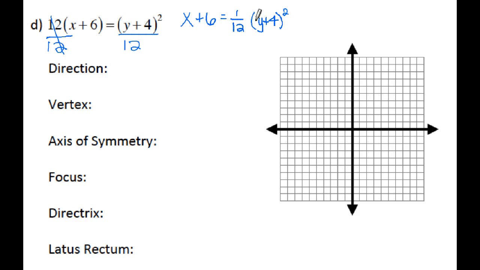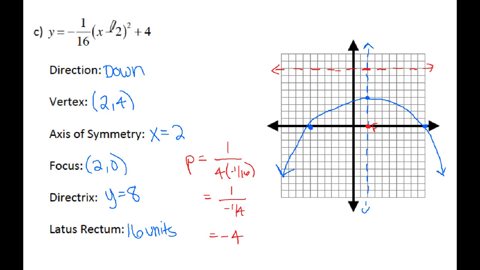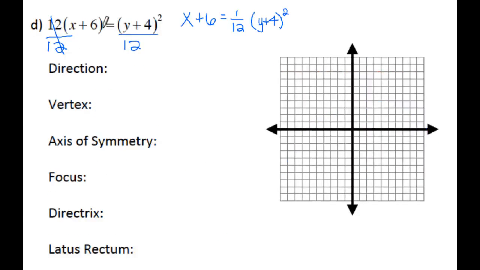And I'm pulling out the fraction because if you look at all my other equations, I had the fraction in the front as A. And then to get x by itself, subtract 6 from both sides, and I get 1/12 y plus 4 quantity squared minus 6, because I'm subtracting 6. Now this is in standard form. I can go ahead and find these pieces of information to sketch my graph. Now if you notice, this is an x equals equation, so that means it's sideways. My A is positive, so this is going to be opening to the right.